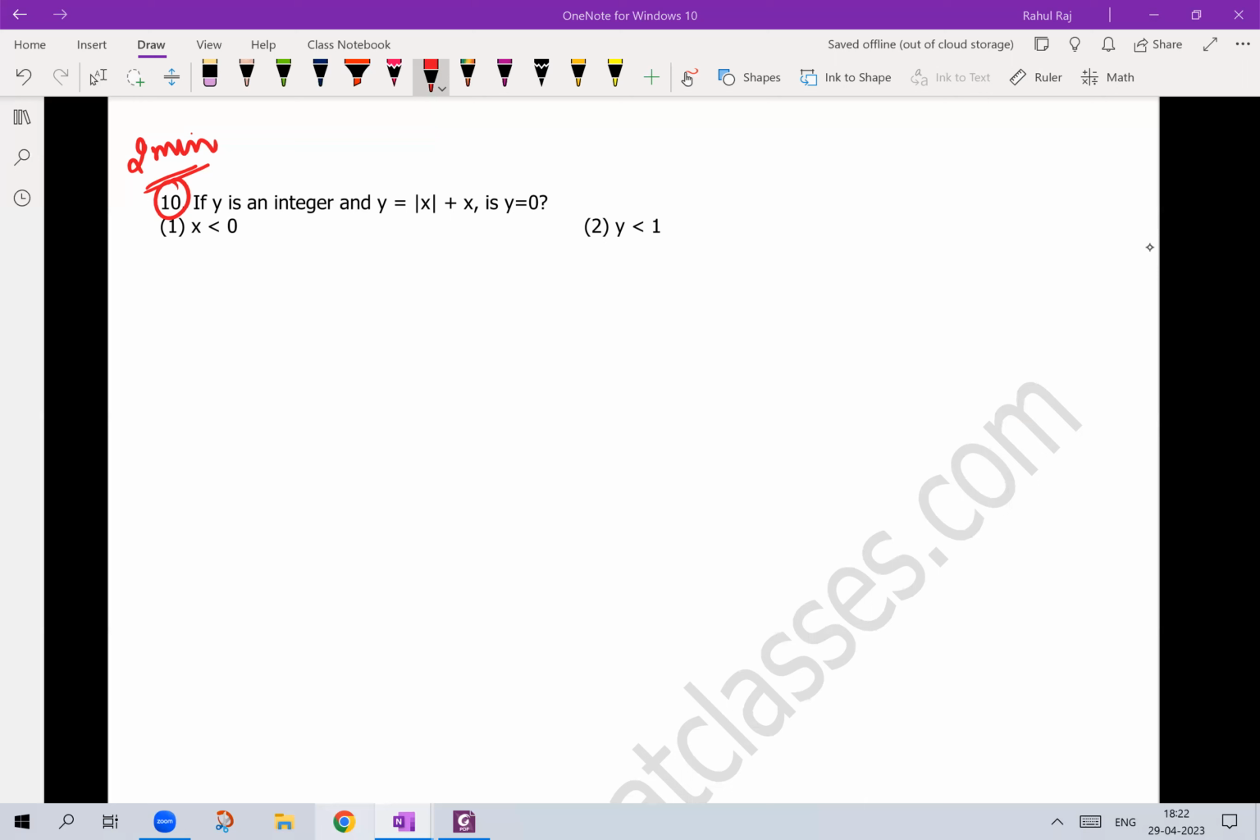So it says what? Y is an integer. Is it A, Rahul? No. Y is an integer. This is given to me. Our job is to ensure what I've told you in the inequalities class, that if there is information given to you in the question, you need to 100% ensure that information is understood before you go ahead and solve the question. So it says y is an integer, pretty simple. Now the next says y is equal to x plus modulus x.